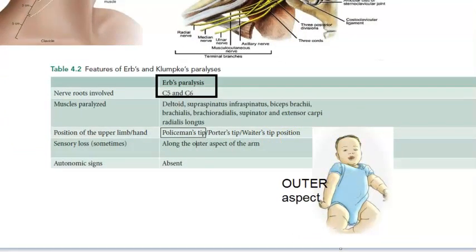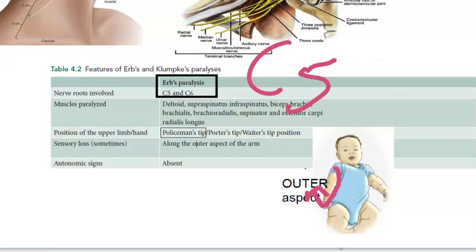So you can see how the newborn child's hand is turned backward. This is because of what? C5 and C6. People say C5, C6. These are the spinal nerves, right? Spinal nerves. C5, C6, not the cranial nerves. These are the spinal nerves, remember. C5, C6, that is the cervical. The nerve roots which are involved are C5, C6.